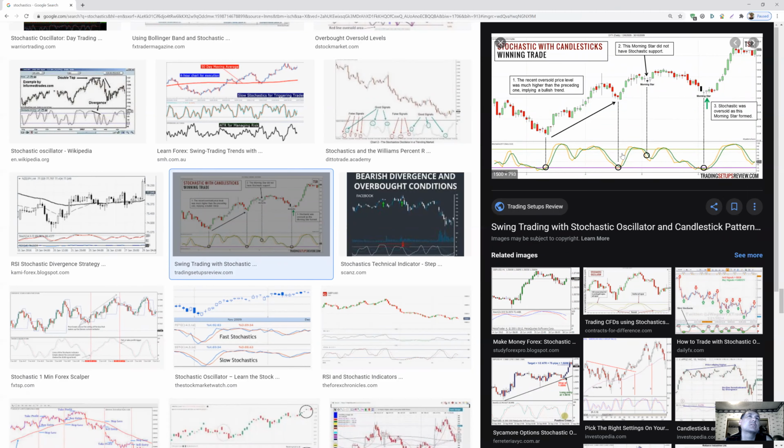Stochastics with candlesticks, winning trade. Recent oversold price was much higher than the preceding one, implying a bullish trend. See this? Move down. See, on this, really fast move. This moved up really and got overbought. See, on this, it came back, but it didn't come back fully. So on these two, once it makes a move, draw a trend line like that. You can hold unless it breaks that trend line. So you can get going higher and higher. You have to get out each time. So this was a nice hold all the way to here, and then eventually dropped.